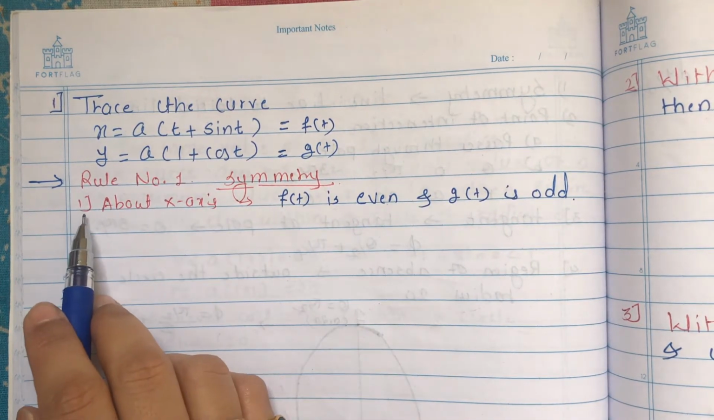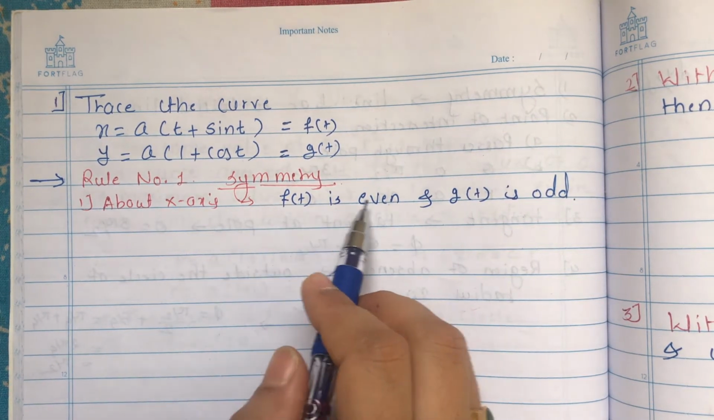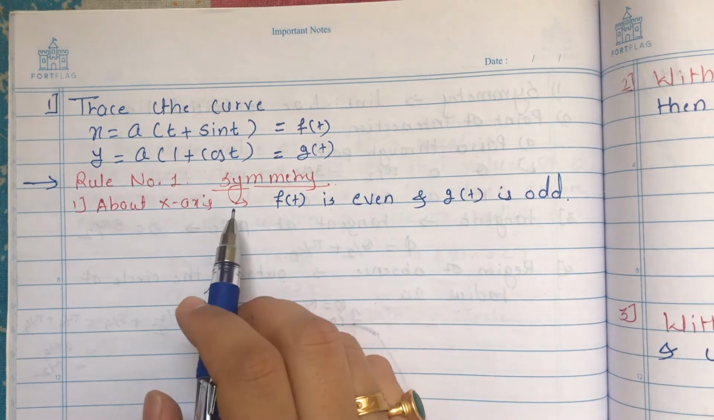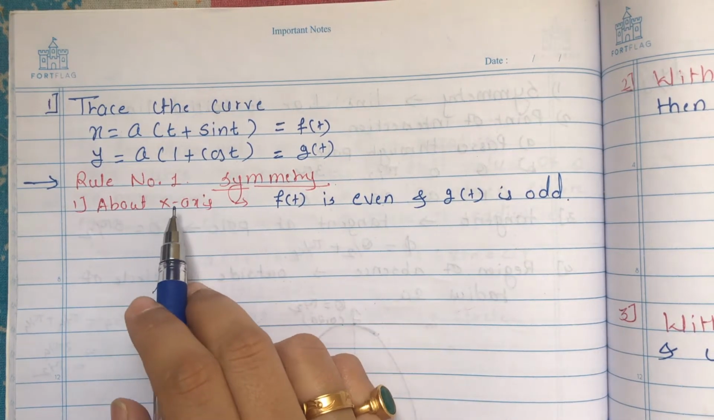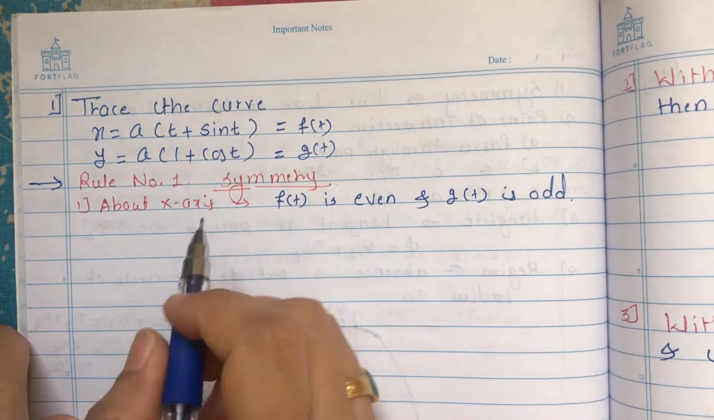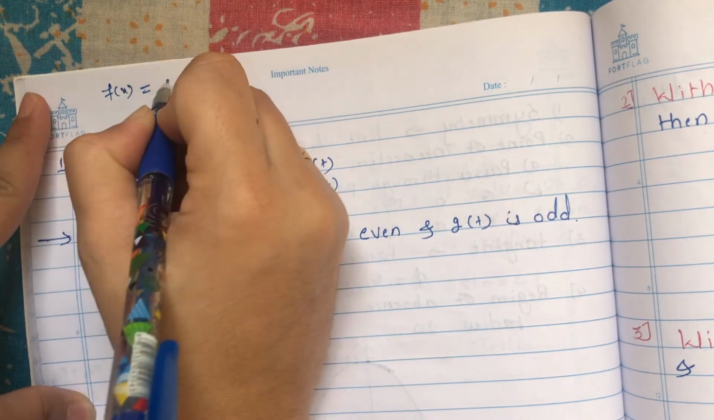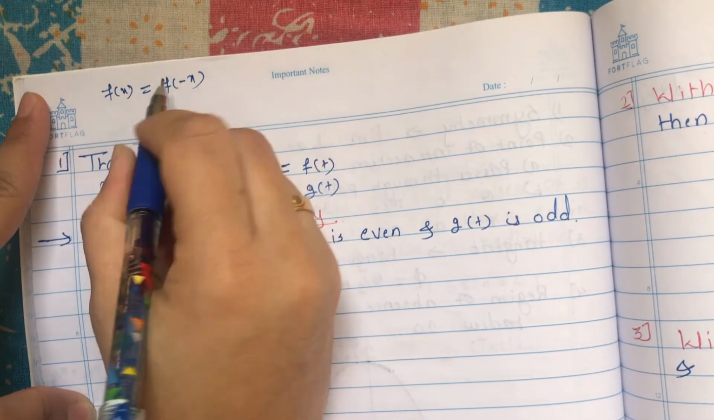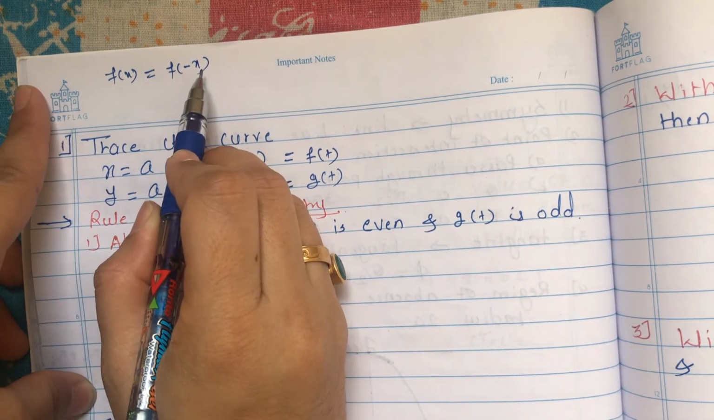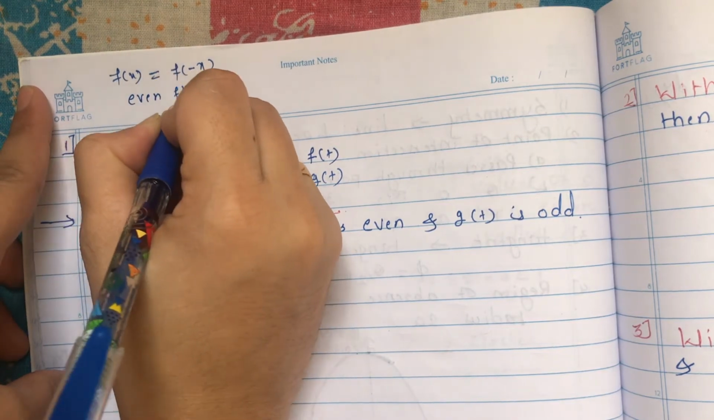We will check symmetry about the x-axis. What is the condition? If f(t) is even and g(t) is odd, then the curve is symmetric about the x-axis. So we will check whether f(t) is even or not. A function is even when it satisfies the condition f(x) = f(-x). So this is the condition for an even function.